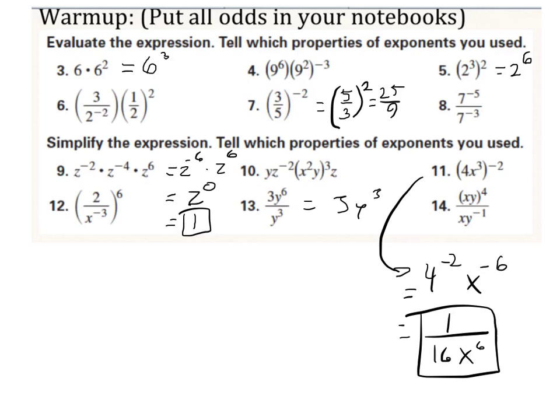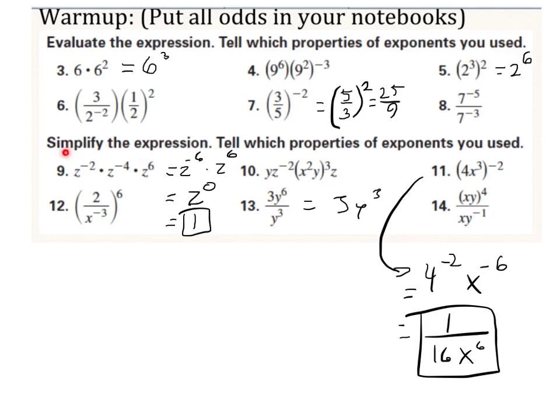Alright, so here are the answers. Up top here, third, we had 6 to the first, 6 to the second. You add the exponents to get 6 to the third. Number 5 here, whenever you have an exponent raised to an exponent, you multiply those exponents, 2 to the sixth. Number 7, this negative exponent means we need to flip the fraction. So I get 5/3 squared, and then you square both parts of the fraction, so you get 25 over 9.